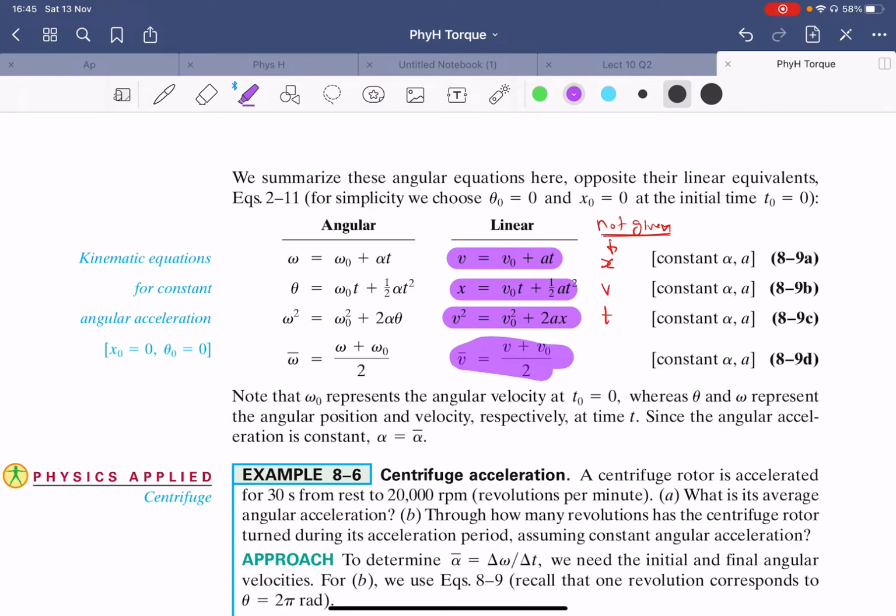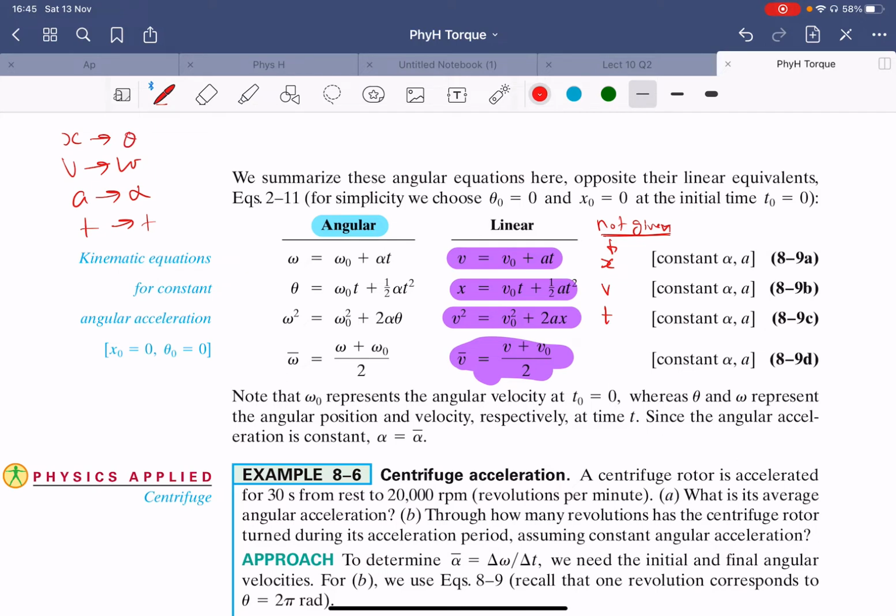How about this one? This is V average, right? Equals V plus VI divided by 2. So when you want to find average velocity, you can use this equation. Now coming back to the angular side. If you want to change this, we know that V is omega, A is alpha, T remains as T, while X we say is theta.